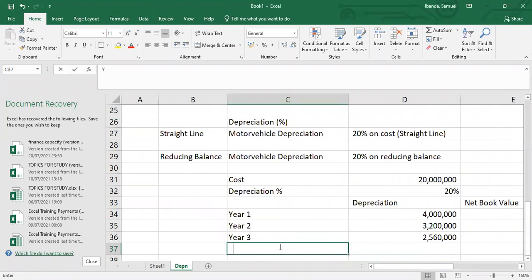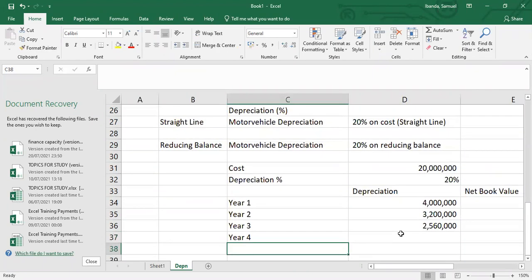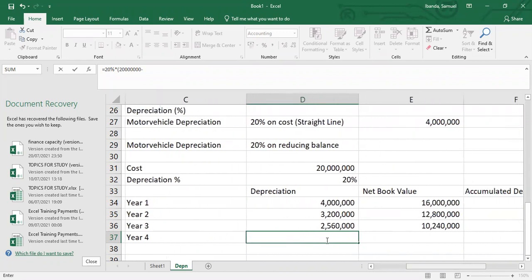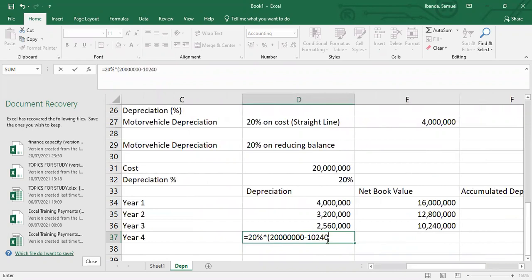I can try one last year, year 4. Year 4 will be the depreciation percentage times my cost, which is still 20 million, minus the accumulated depreciation at the start of the year, which is how much? 10,240,000, like that. That is how my depreciation shall be. You get it?